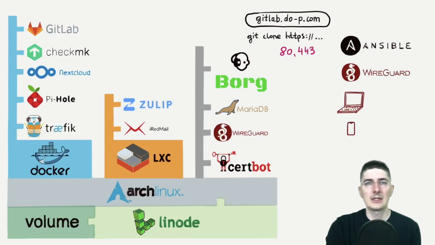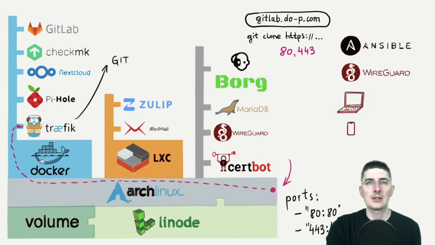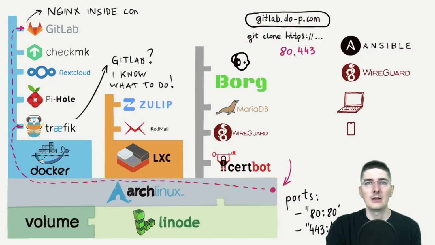That connection ends up on the interface on the VPS, and because those ports are mapped by traffic, firewall forwards the connection to it. Traffic sees that you're asking for gitlab.dodhp.com, it recognizes the host, checks a service named GitLab, and lets you through. Finally, your request is served by Nginx inside the GitLab container.